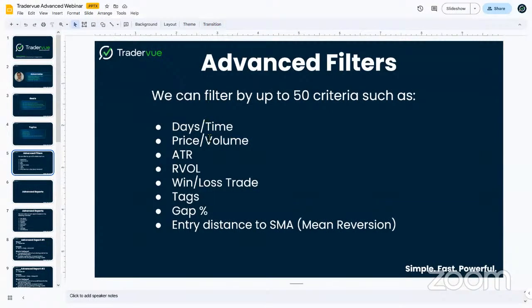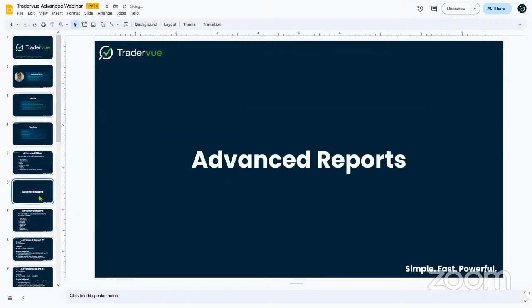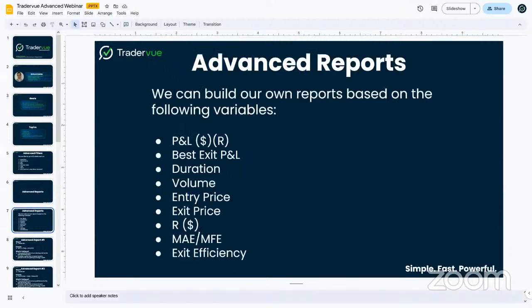So advanced filters. Okay, we had a quick glance at the advanced filter. Now let's get a little bit more into advanced reports, and we will still use advanced filters in this section. In advanced reports, we can build our own reports based on the following variables. And this is only a few of them, what we believe to be the most important ones, but there are multiple and multiple variables there, and we will see all of them in a bit.